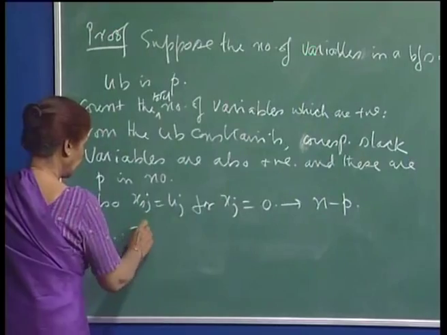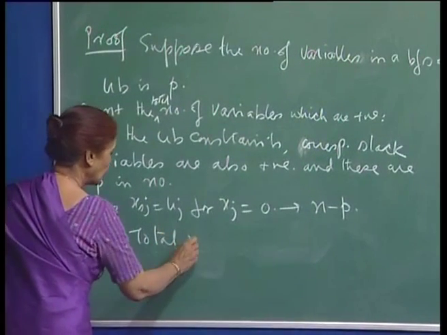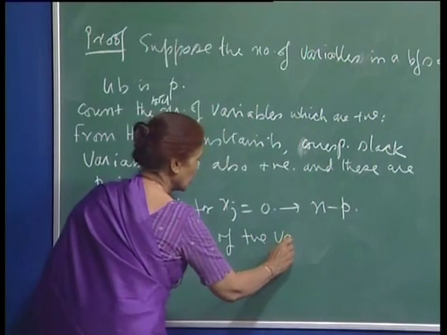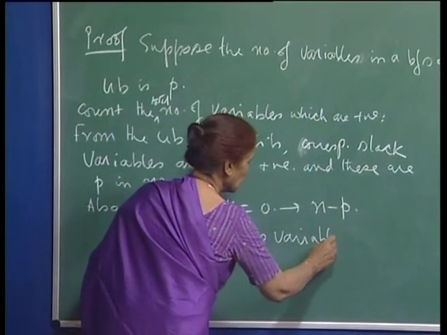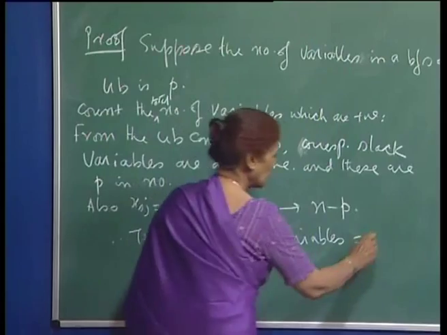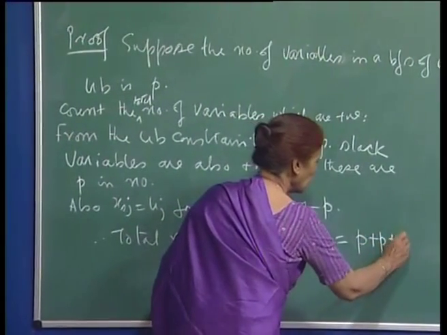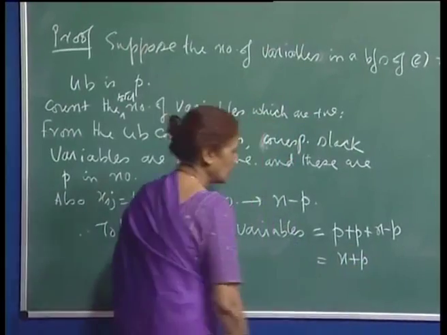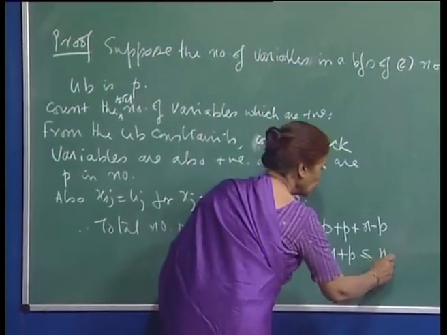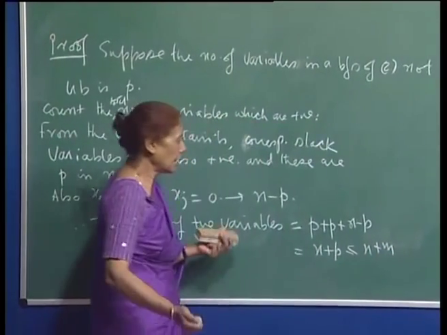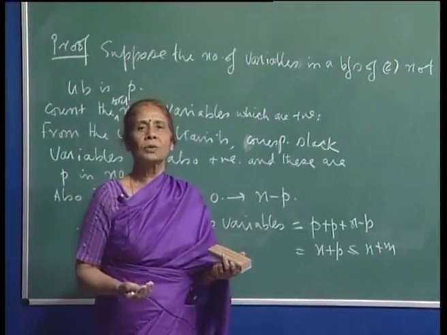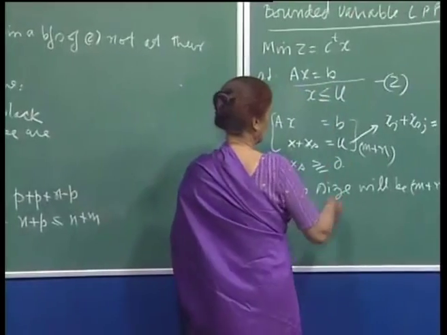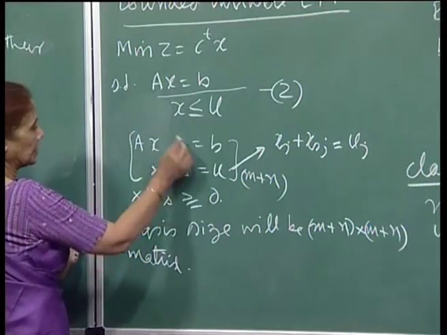Therefore, the total number of positive variables is equal to p plus n minus p, which is equal to n plus p, and this has to be less than or equal to n plus m, because any basic feasible solution cannot have more than, I am assuming that here the rank of A is m, and of course, the rank of this matrix is what?